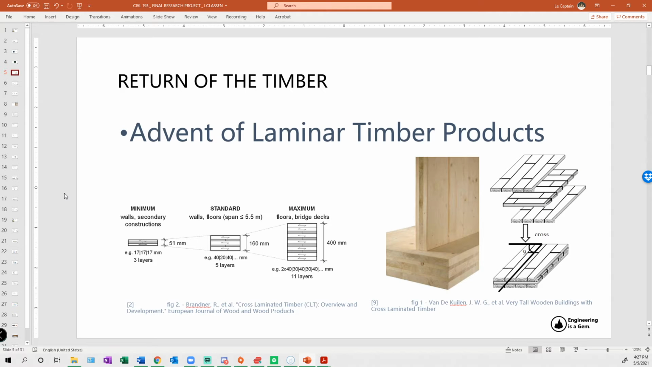All right, so with the advent of laminar timber products, timber has, in the late 1900s, felt a resurgence in its use, especially in Europe, as they were the trendsetters of this technology. So what are laminar timber products? Essentially, they are thin slices of wood that have been glued together according to various standards and can be oriented in various directions to achieve different structural or mechanical properties. You can get up to 11 layers as shown in this left image, but generally you'll see them in 3, 5, and 7.